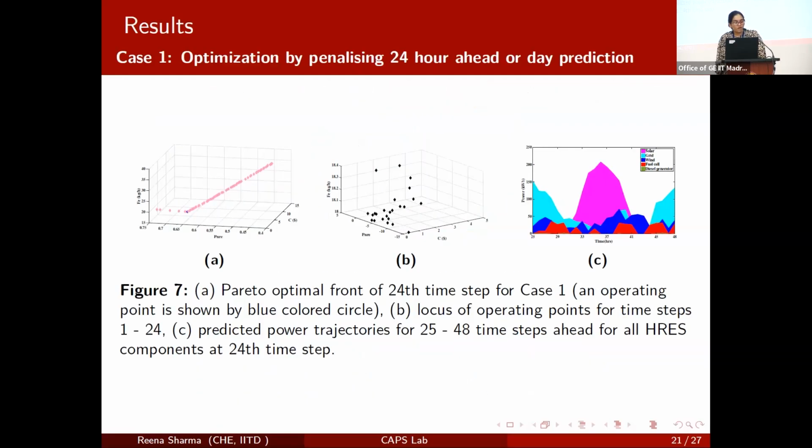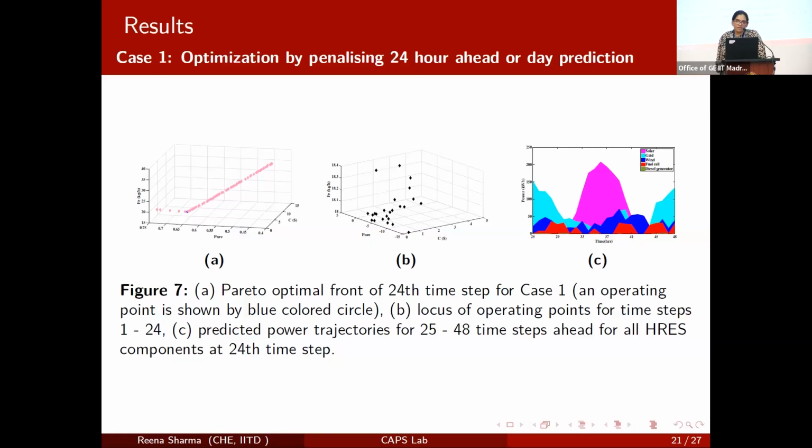We find Figure A. Figure A shows the Pareto optimal front for the 24th time step for case 1. This is an operating point, shown by a blue colored circle. Figure B shows the locus of the operating point for time steps from 1 to 24. The figure also shows the predicted trajectory for the 25th to 48th time step, that is, the next 24 hours ahead for all HRS components.